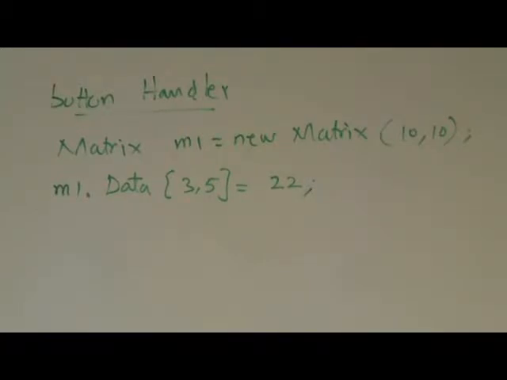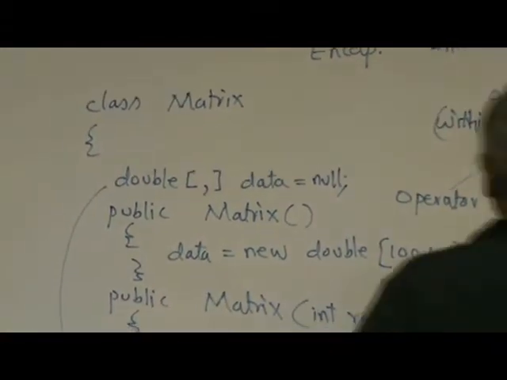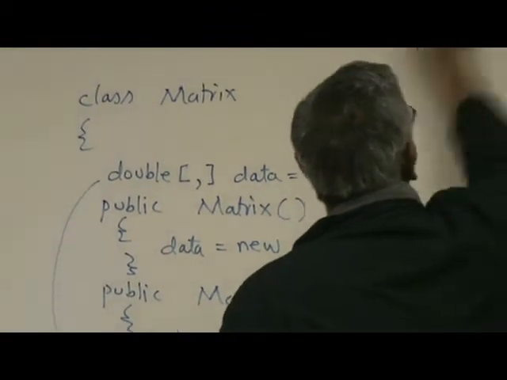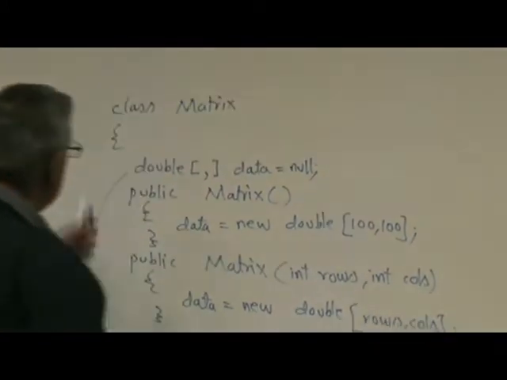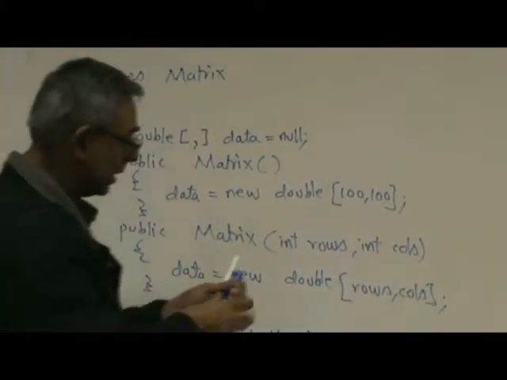However, that sort of looks not so clean. Wouldn't it be nice if somebody, rather than writing this, they can simply say M1 of 3, 5, because M1 is the matrix. Okay, so we should be able to directly index the matrix. The only way we can do that is if we go to the class matrix and define an indexer. So what will our indexer look like? Okay, so now let's go to the matrix class and define an indexer.